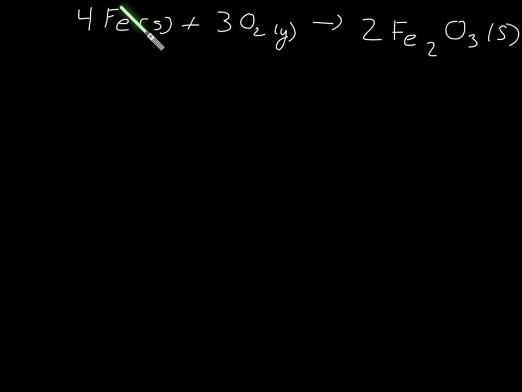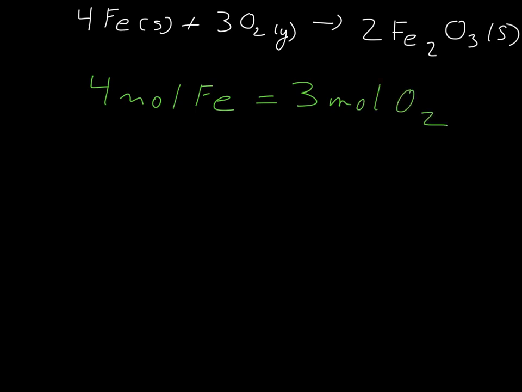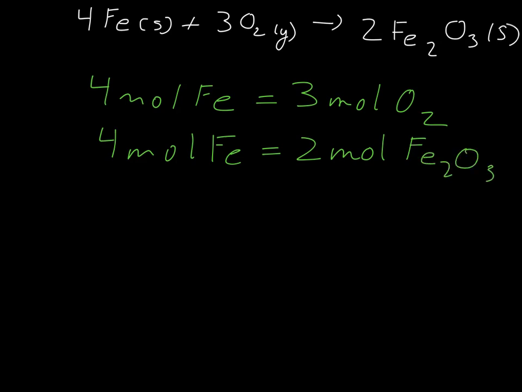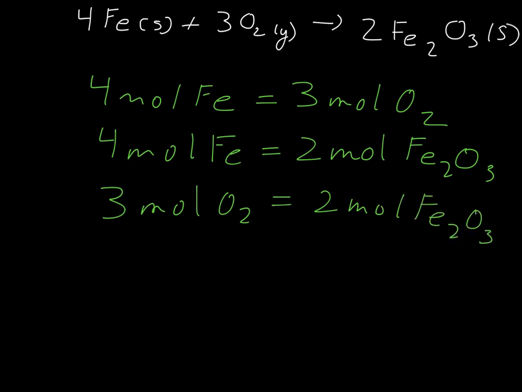This chemical reaction, believe it or not, is one big unit conversion. This chemical reaction relates every chemical species in it to every other chemical species. According to this chemical equation, 4 moles of iron is equivalent to 3 moles of oxygen. According to this chemical equation, 4 moles of iron is equivalent to 2 moles of iron 3 oxide. According to this chemical equation, 3 moles of oxygen is equivalent to 2 moles of iron 3 oxide.